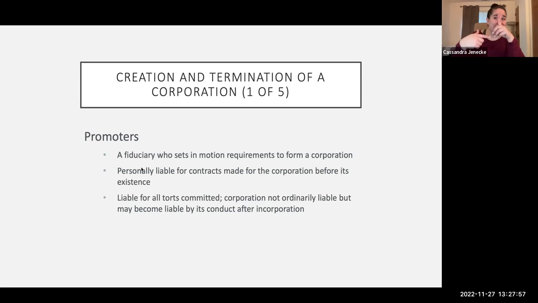But contract breaches, things like that that happen after the corporation is formed, the corporation is going to be held liable for those types of breaches.